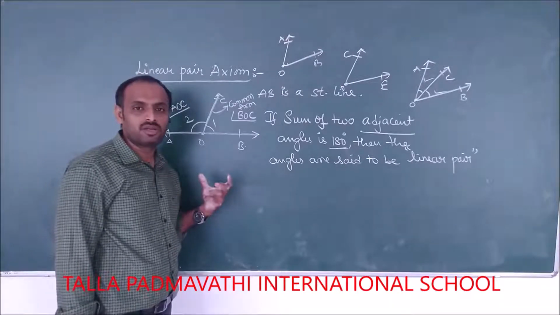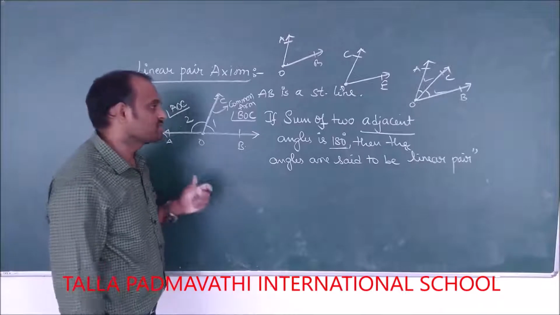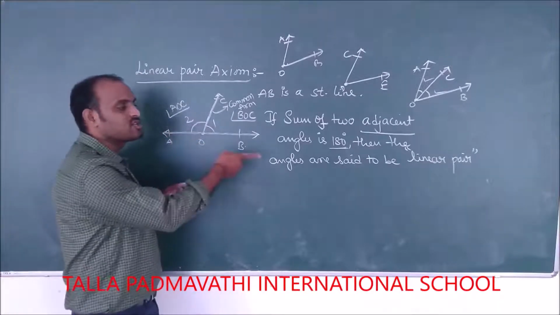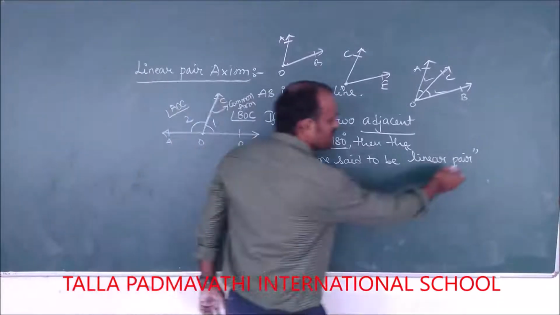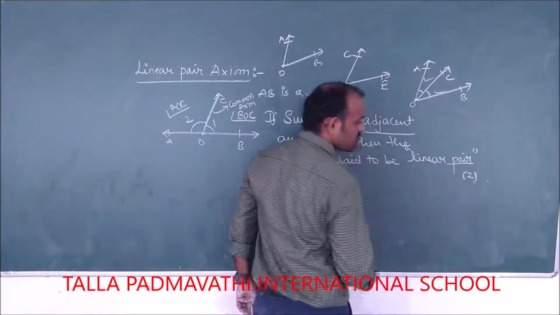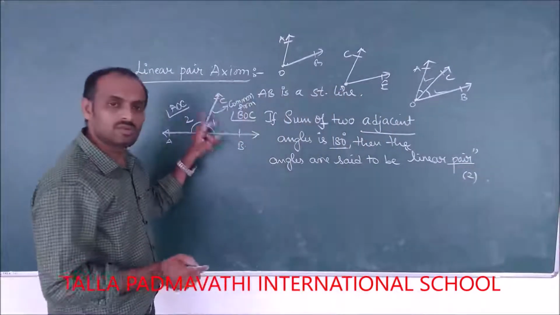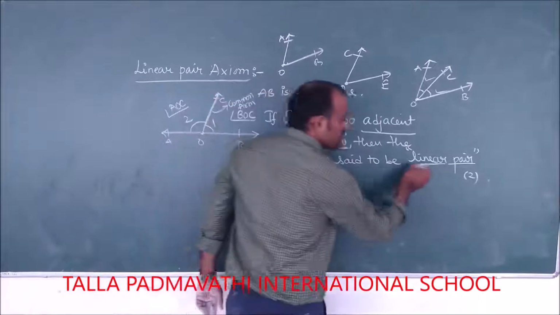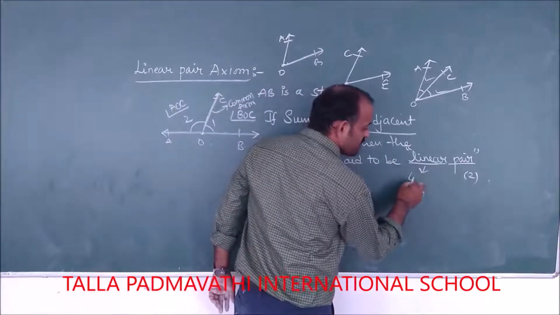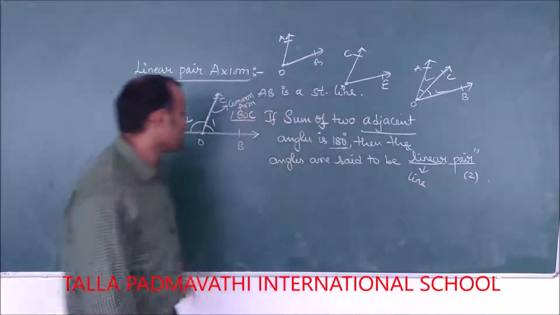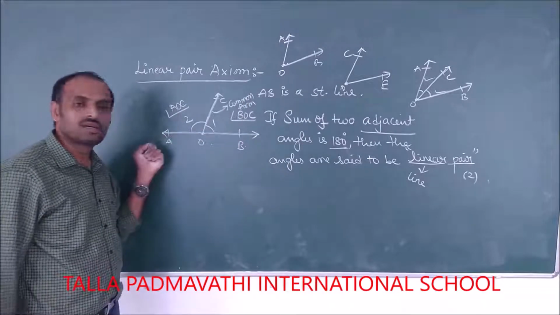What is its magnitude? 180 degrees. So these angles are said to be a linear pair. Pair means how many? Two. So two angles are there, 1 and 2. Linear means it makes a line. Yes, it is forming a line.